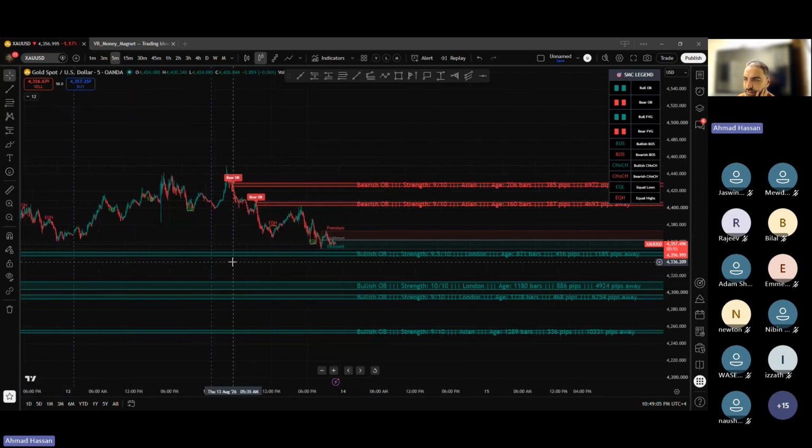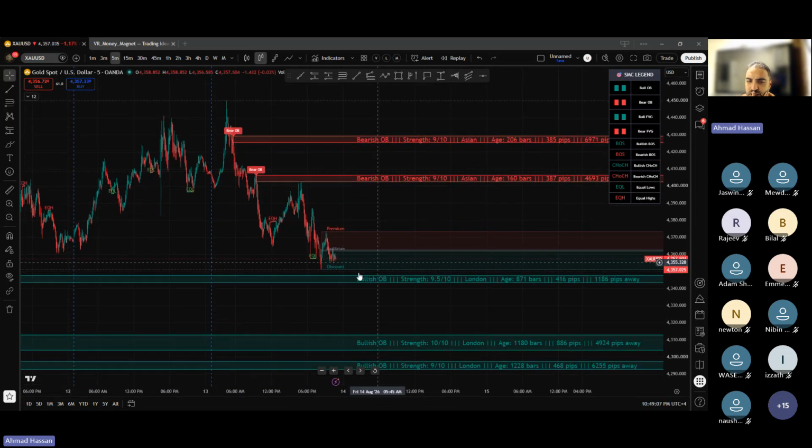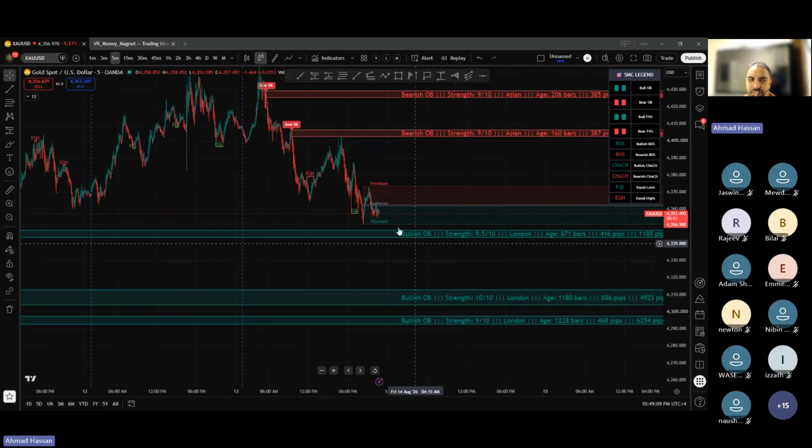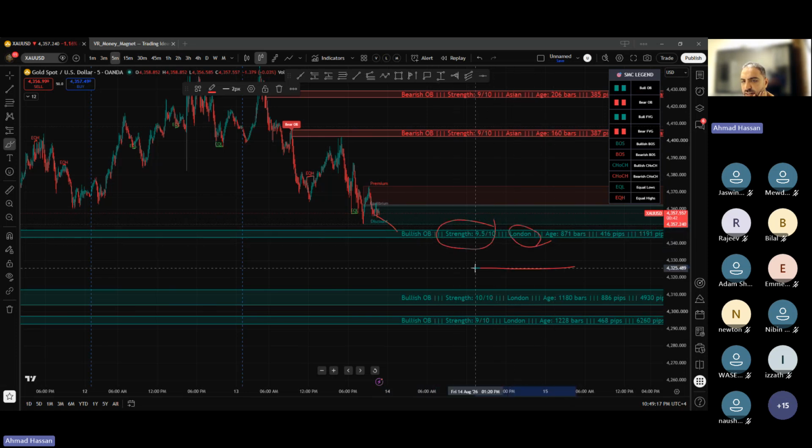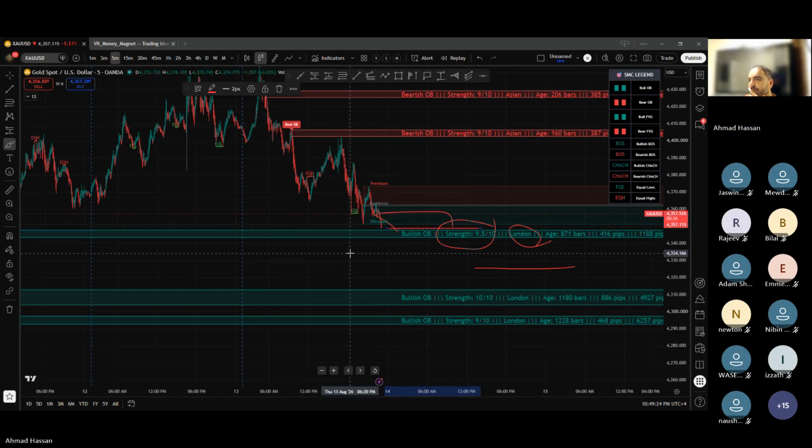You see here, it gives you what is the premium zone. So where is the market right now? For example, if it comes to this area, order block area, which is a strong strength of 9.5, it's a London strong area. And if it goes here and it is in the discounted zone, means what you will take, buy or sell? Buy. Very good.